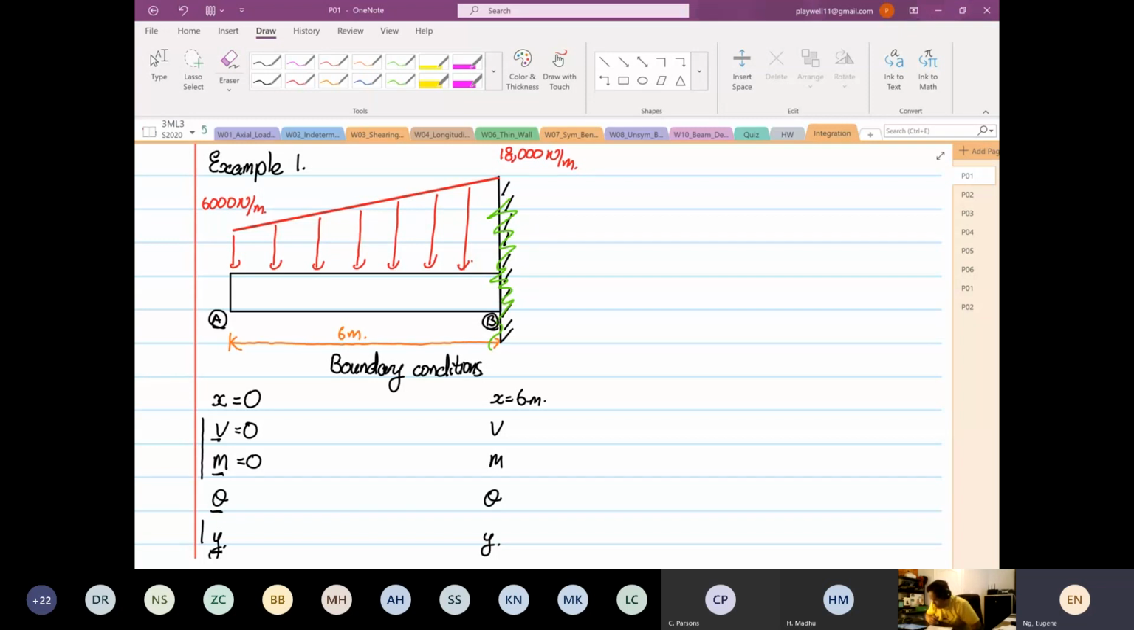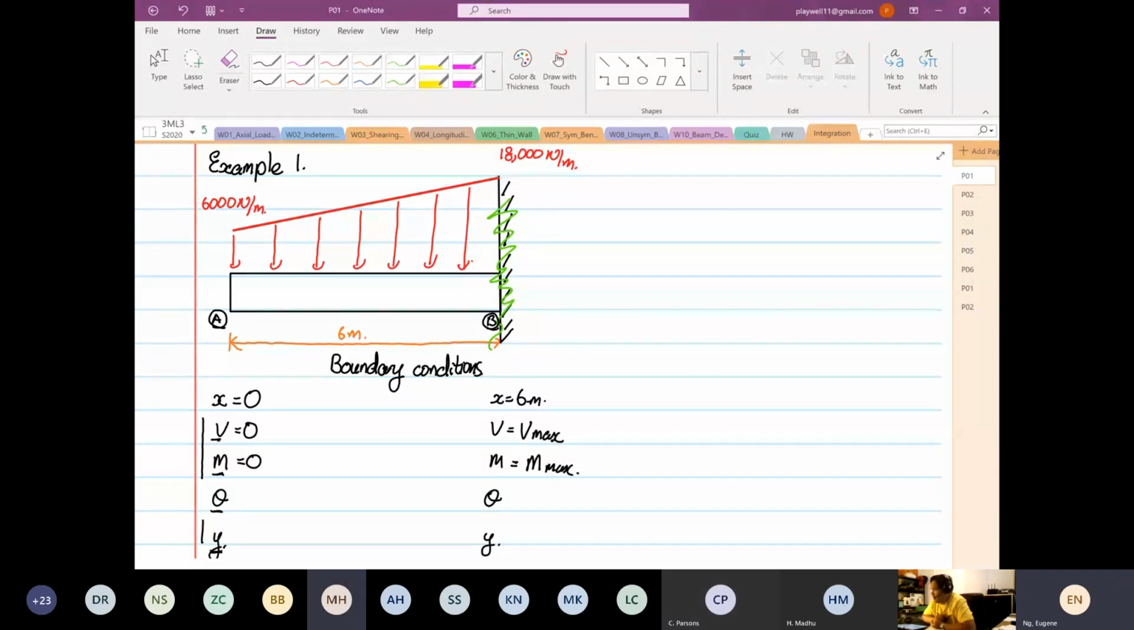On the right hand side, at point B, your V is equal to V max based on this distribution, and your moment will be at M max. What value? I don't know, but I know that it's going to be the maximum and will not equal to 0. Any idea why it is maximum? Anyone will make a guess? There's a counter moment there. No. Why is it maximum? Even though it has a counter moment, but what?